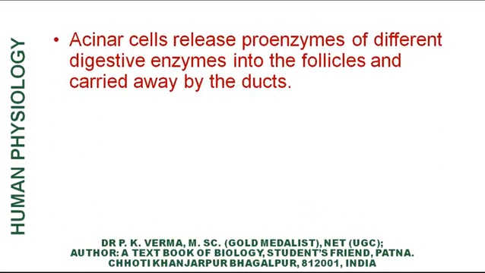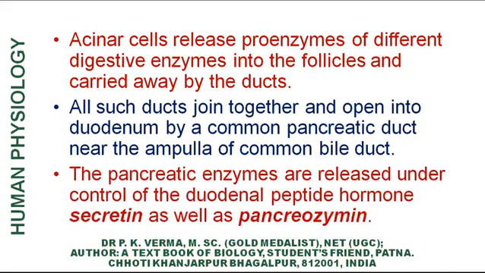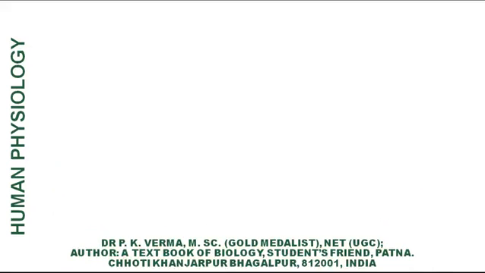Acinar cells release proenzymes of different digestive enzymes into the follicle, and these are carried away by the ducts. All such ducts join together and open into the duodenum by a common pancreatic duct near the ampulla of the common bile duct. The pancreatic enzymes are released under control of the duodenal peptide hormones secretin as well as pancreozymin.